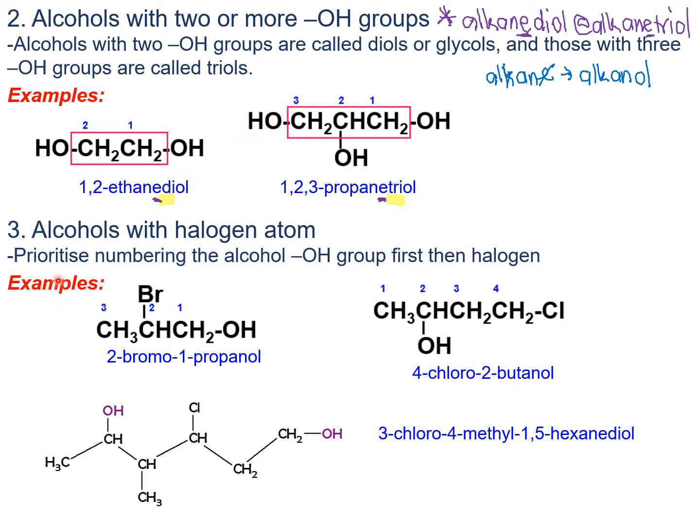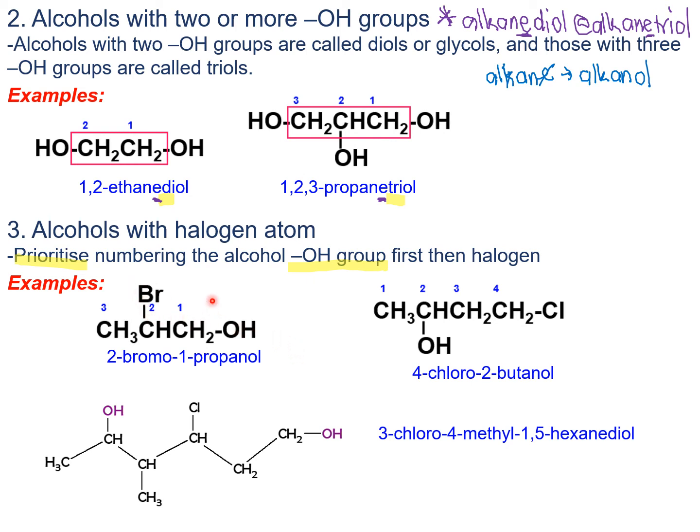Okay, next. What about alcohol that has a halogen atom? Regardless, if there is a halogen, you have to treat the OH like a VIP, because OH ranks quite high in the priority of functional groups. So please prioritize the OH group no matter what, then the halogen. If there is a carboxylic acid, it's a different case.